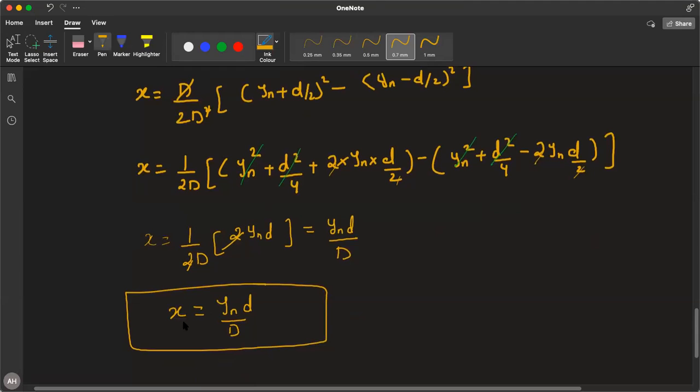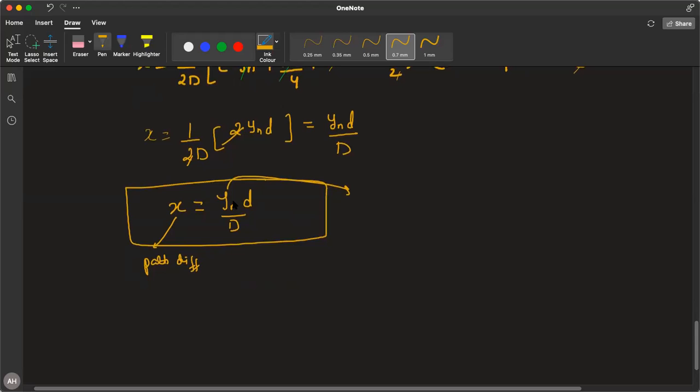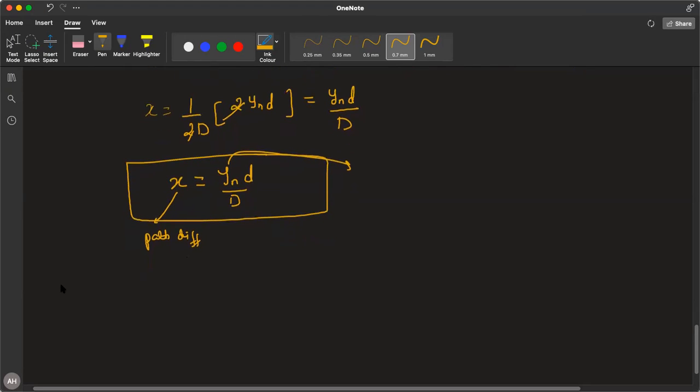So this is the relation between path difference and this is the separation of the nth fringe from the center maximum. Now using this equation, you can calculate the value of yn for the bright fringe and for the dark fringe. So you can calculate the condition for bright fringe.